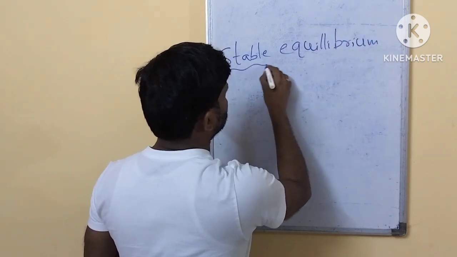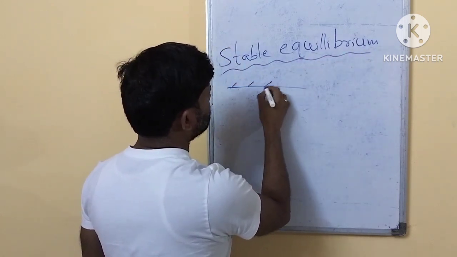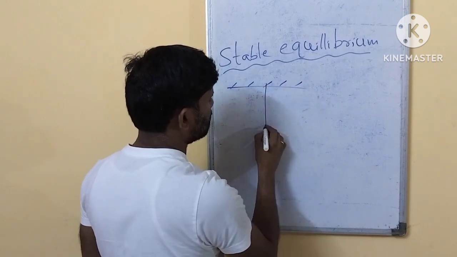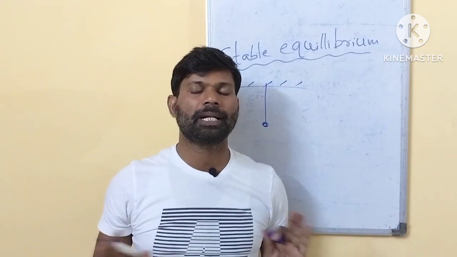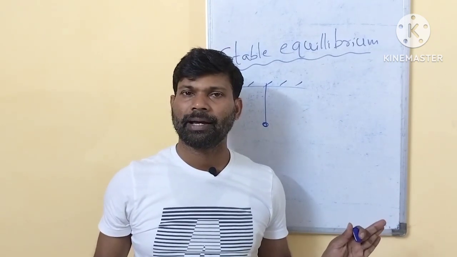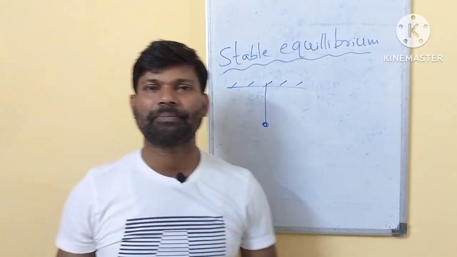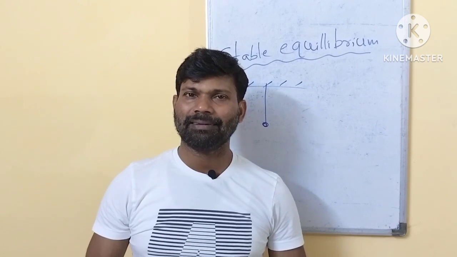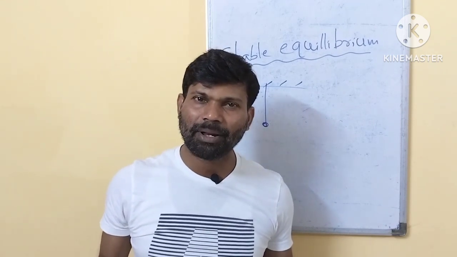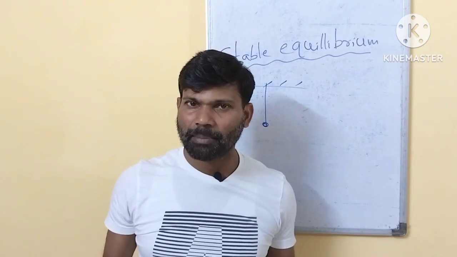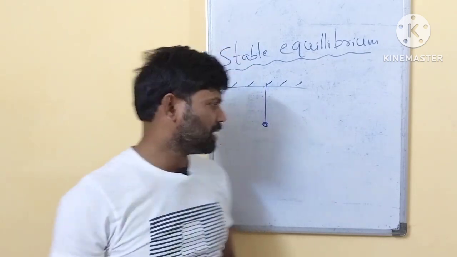Stable equilibrium. Here you see one pendulum. This pendulum is in equilibrium. It is not moving, it is not rotating, it is not going anywhere. Okay? This is equilibrium. I want to tell what kind of equilibrium it is. Is it stable, is it unstable, or neutral equilibrium? Then how can we differentiate it?